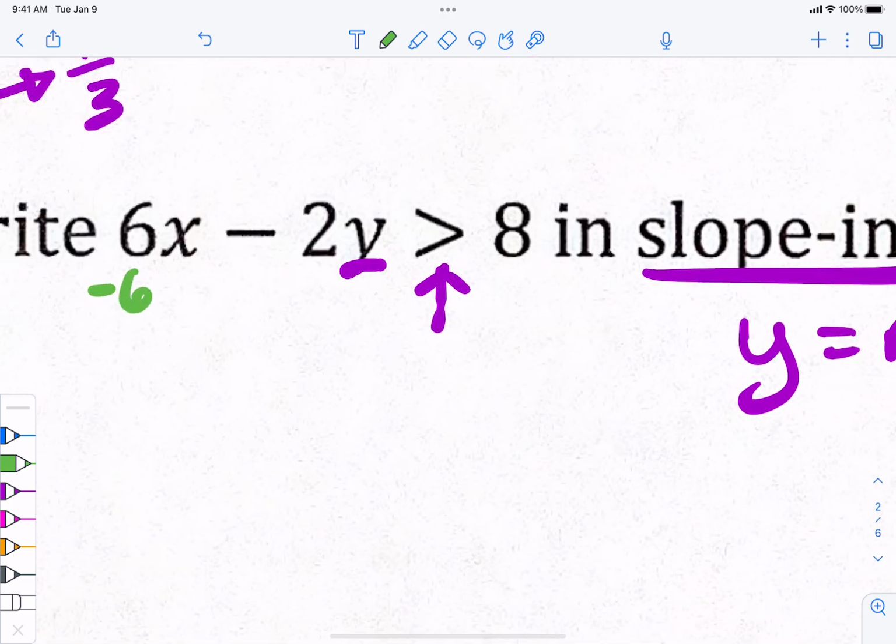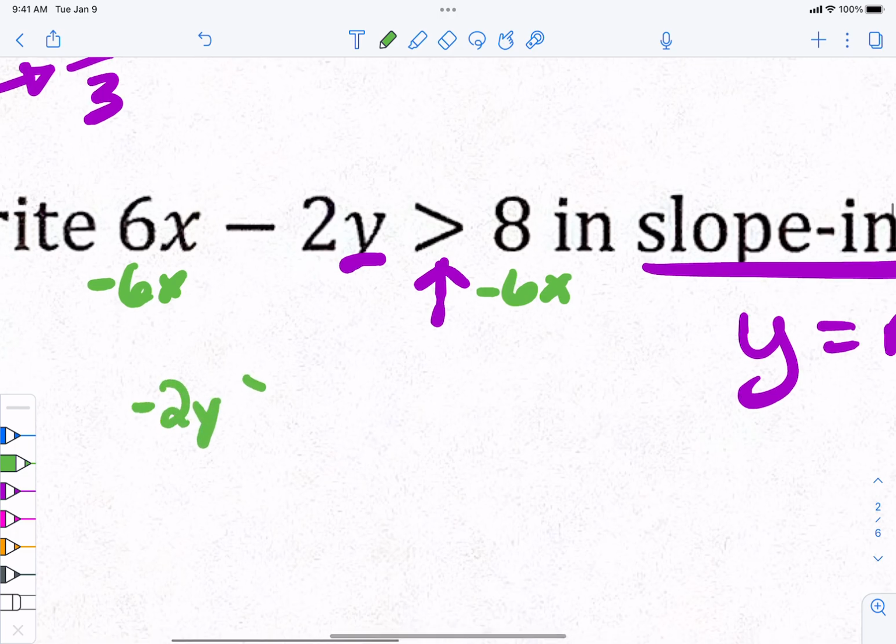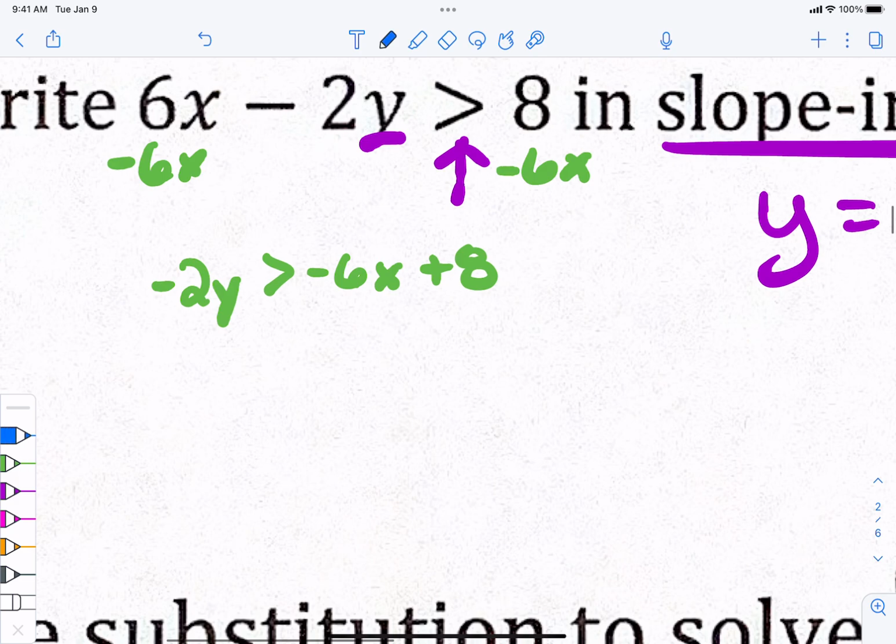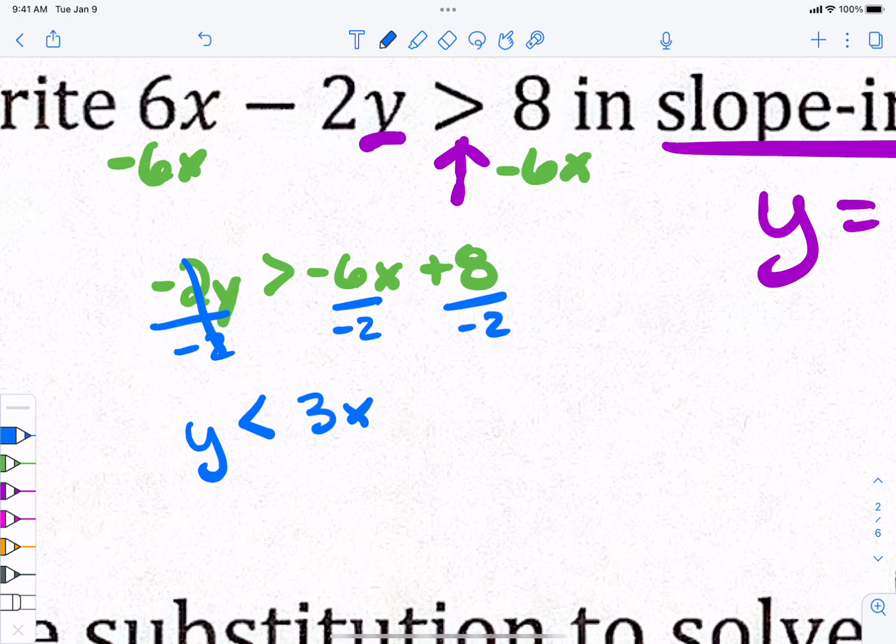Let's subtract the 6x over. So -2y, make sure the negative stays on the y, is greater than -6x plus 8. We usually put the x first. Divide by -2, so flip the sign. y is going to be less than 3x minus 4, because 8 divided by -2 makes minus 4.